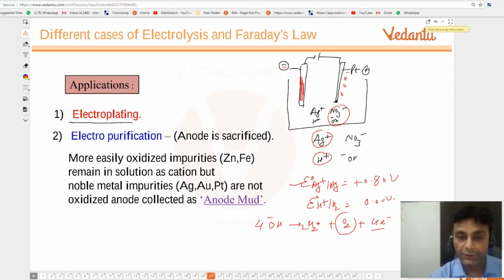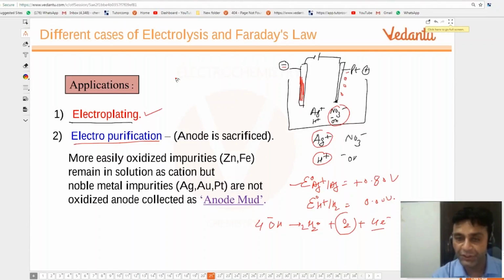Right. So that is the electroplating. Electroplating means we are covering a particular metal with another metal. We are making a layer of it. The second application I'm discussing now is the electropurification.